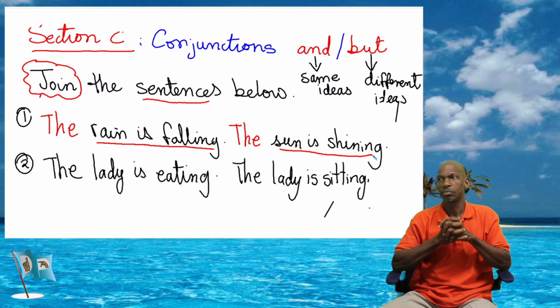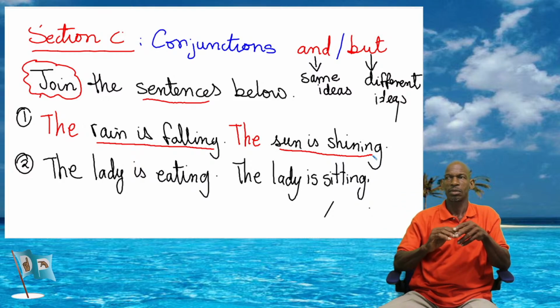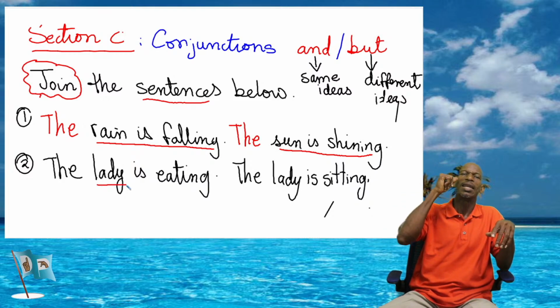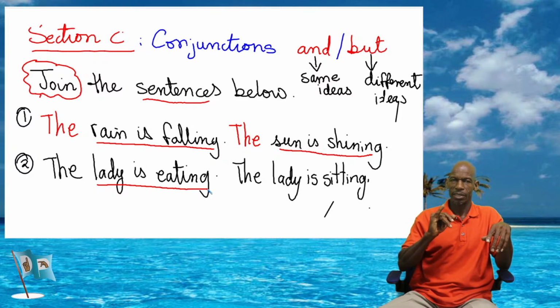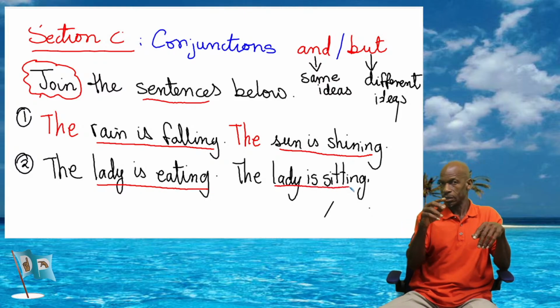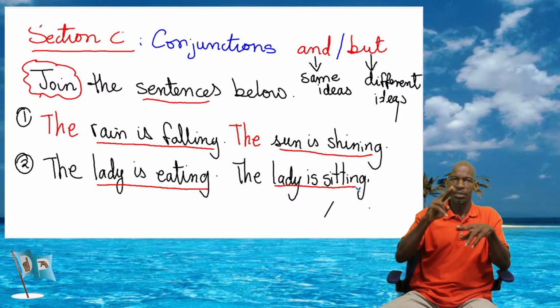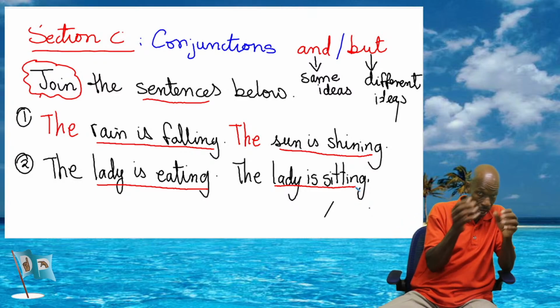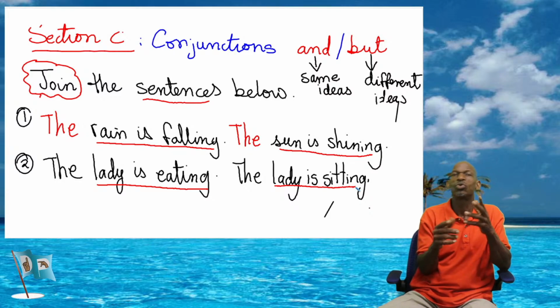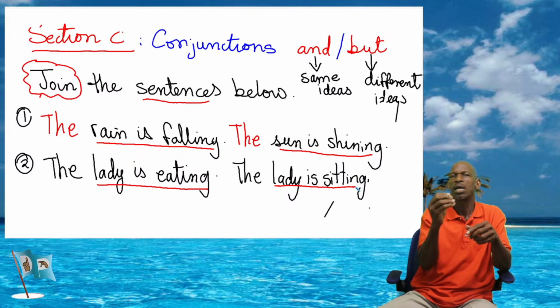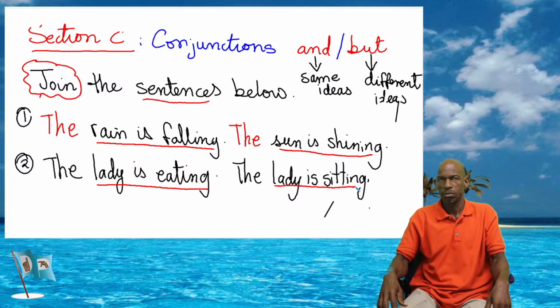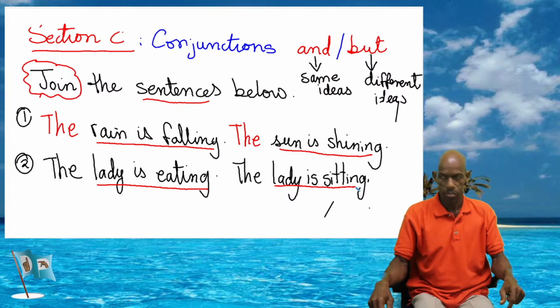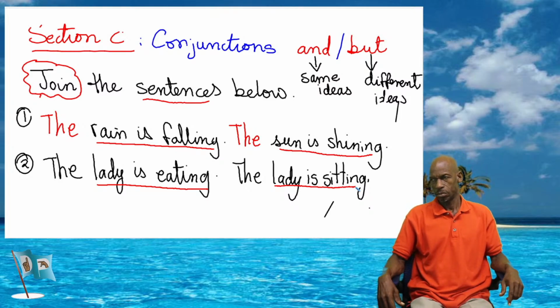Similarly, the second sentence: the lady is eating, the lady is sitting. Can both things happen at the same time? That's a question I'm asking you concerning using and or but. So go ahead and finish that. Complete the exercise and at the end we will correct it. You have 10 more minutes and then we're going to close up our class today. Go ahead and finish.